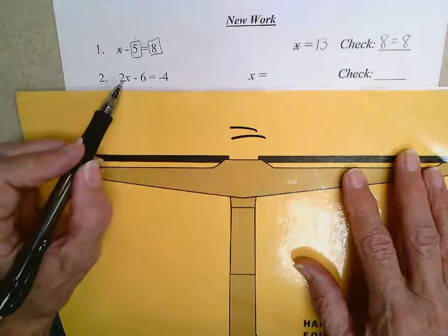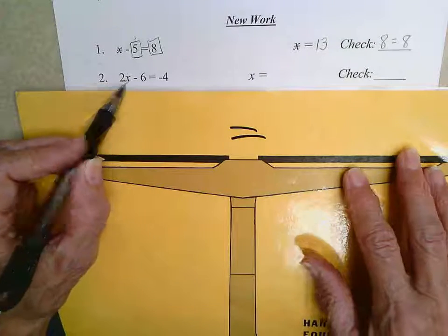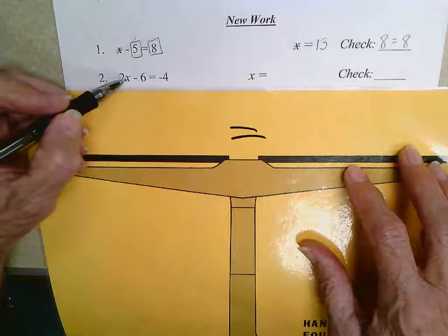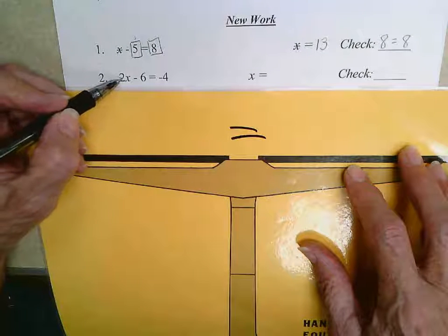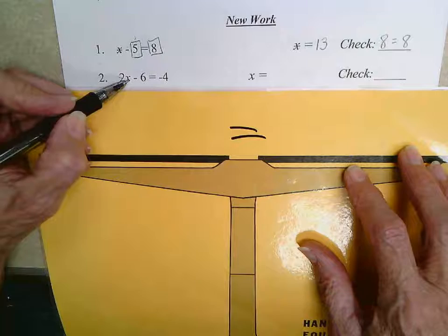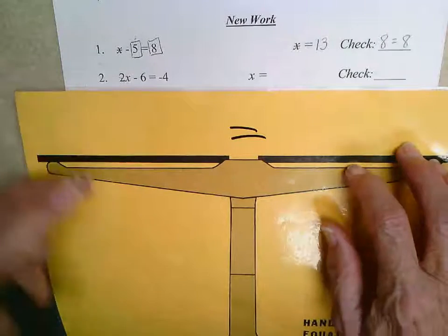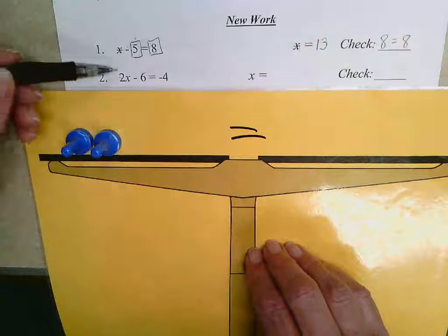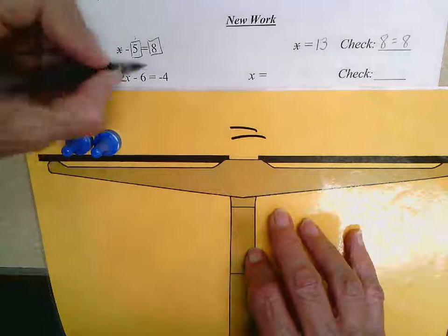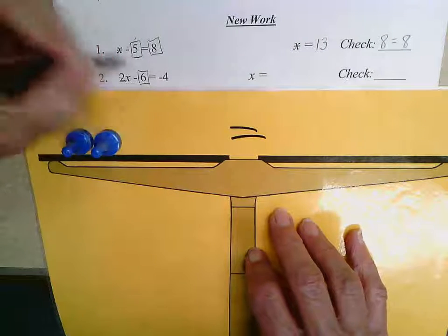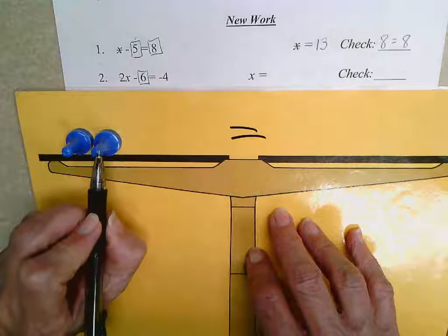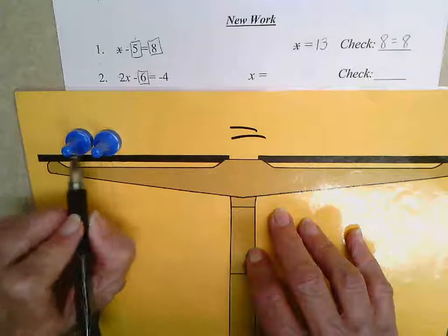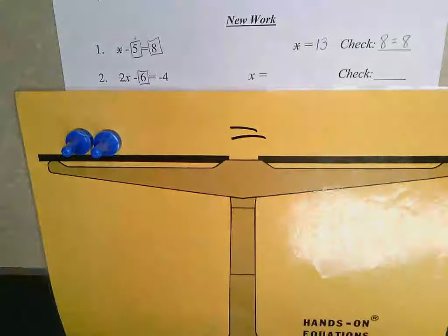Problem 2. This time I'm going to start with 2 blue pawns. Remember, when I have a number that is next to an X, that means 2 X's or 2 blue pawns. So I'm going to put 2 blue pawns on the left. Then they want me to take away a 6 block. There is no 6 block here. There's just blue pawns right here. So what do I need to do?